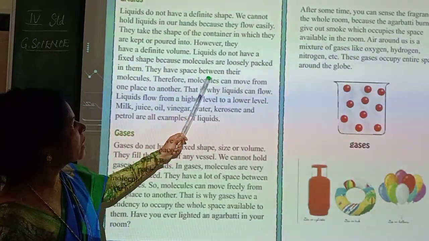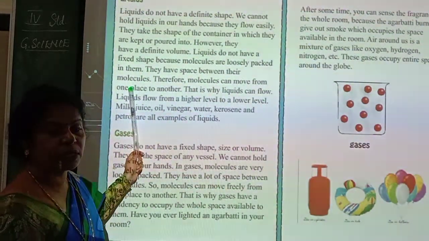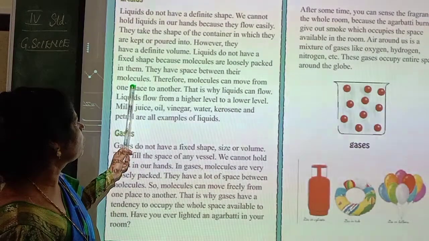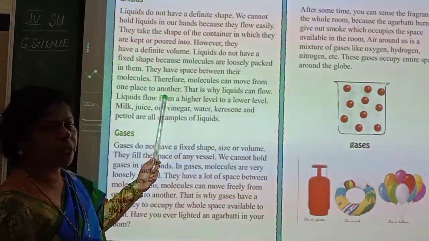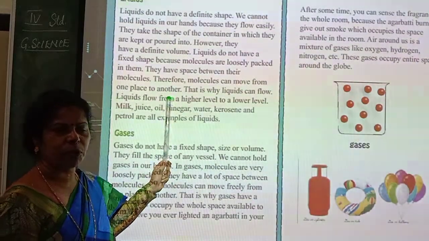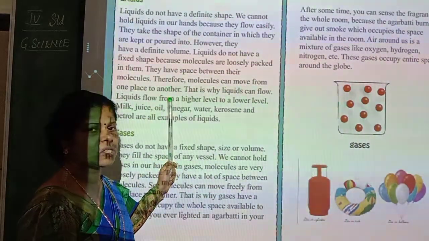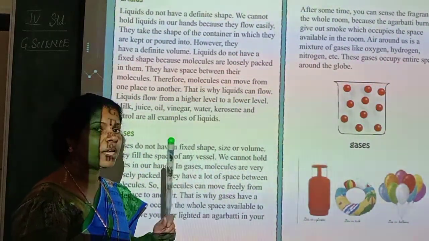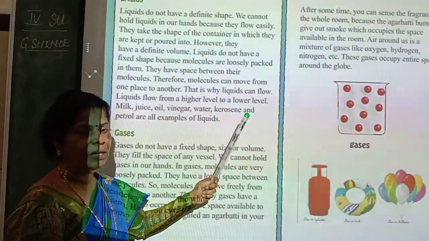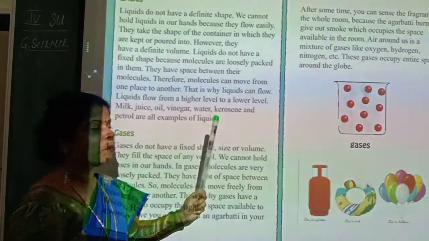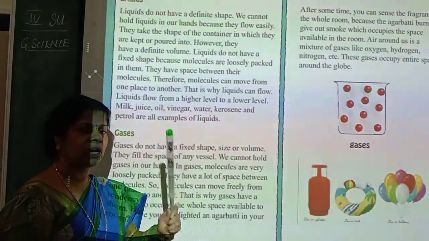They have space between their molecules. So, there is a space between the molecules. Therefore, molecules can move from one place to another. So, what happens? The molecules start moving from one place to another because there is intermolecular space. Not like gas, but a little more they have got. So, what happens? They can easily move. That is why water flows and does not stand in one place.